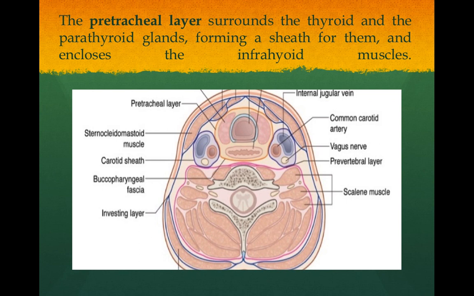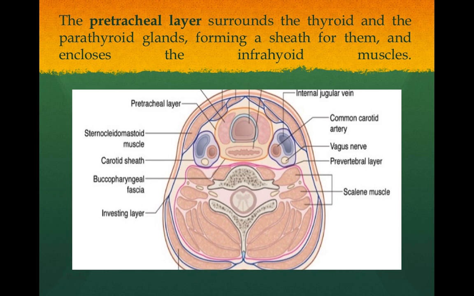The pretracheal layer surrounds the thyroid and parathyroid glands, and the infrahyoid muscles. Here we can see the pretracheal layer in this yellow line, and within it we can see the thyroid gland, parathyroid gland, the trachea, of course, and the infrahyoid muscles that were discussed in the previous lecture.